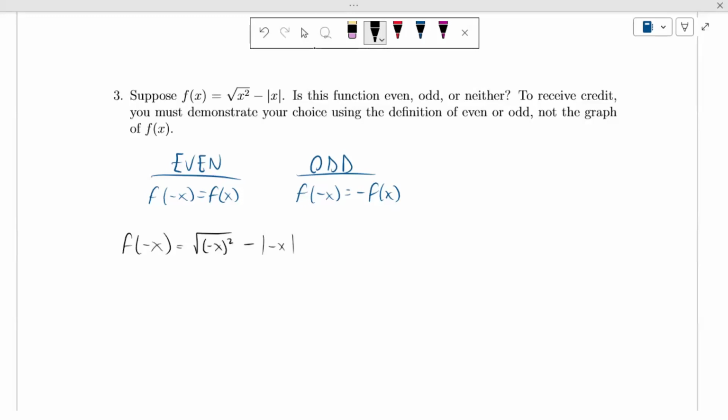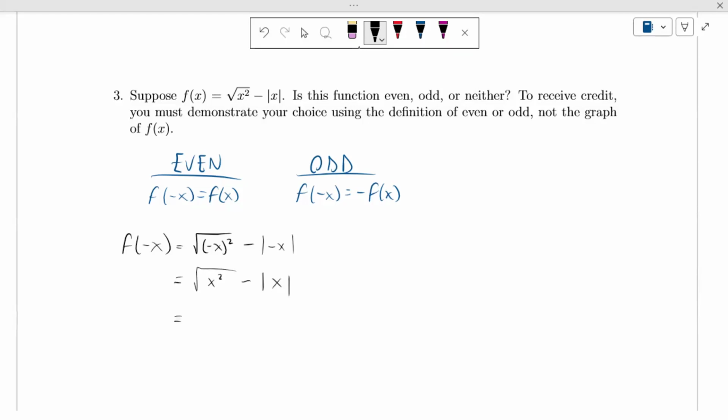Okay. All right. So now, let's simplify that. So we have the square root of negative x squared. So this is the same thing as negative x times negative x, which is going to be a positive x squared on the inside. So that's just the square root of x squared. Minus, well, the absolute value of negative x is exactly the same thing as the absolute value of x, right? Whether x is positive or negative, the absolute value bar is going to ignore that. So then we have that this is the square root of x squared minus the absolute value of x.